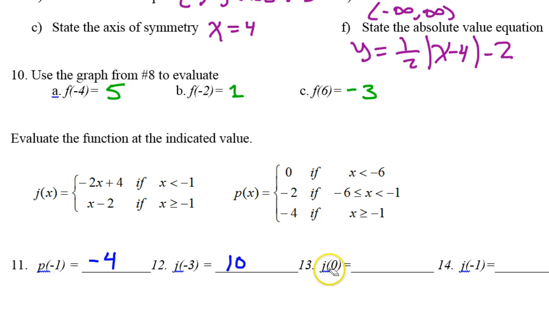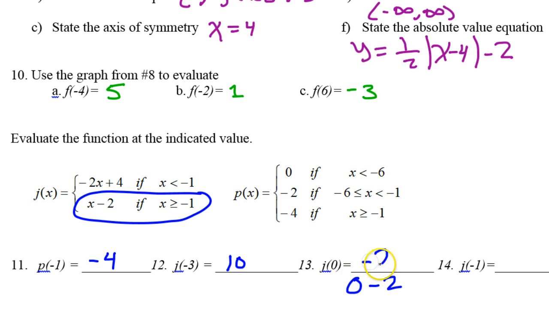Okay. The next one, again, we're using function j, not function p. So 0. Is 0 less than negative 1? No. Is 0 greater than or equal to negative 1? Yes, 0 is greater than negative 1. So that means we're using the bottom function. That means we're doing x minus 2. If x is 0, that means we have 0 minus 2, which is just negative 2.